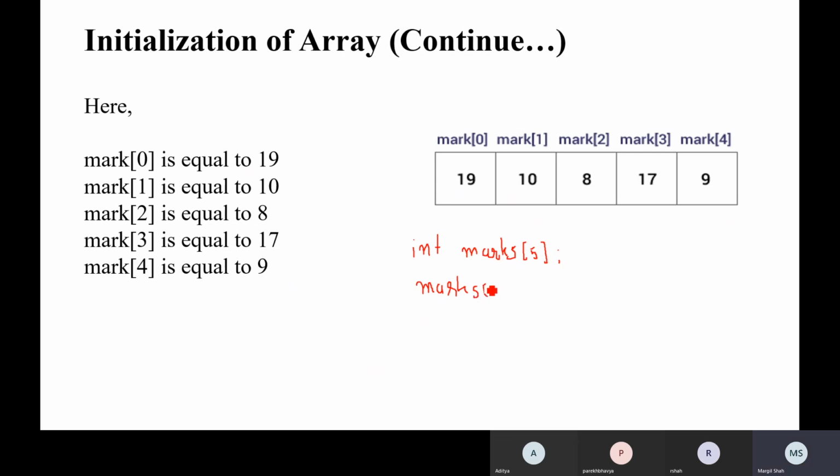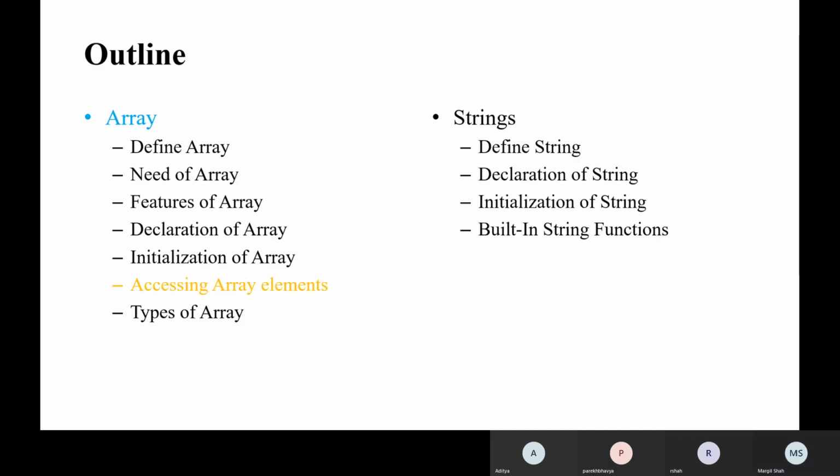Runtime, as a variable, like suppose consider marks is a variable, then we can access its individual element, like marks of 0, that is one variable, and that is equal to 10. Same way marks of 1 is equal to 20 or 30 or 50, like that. So this is known as runtime initialization.